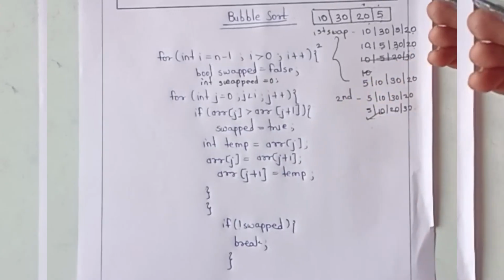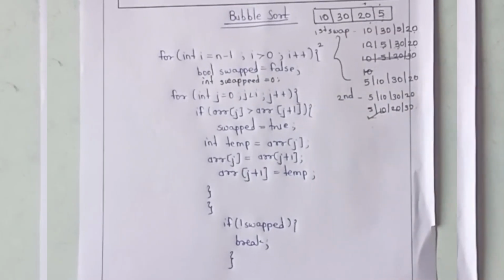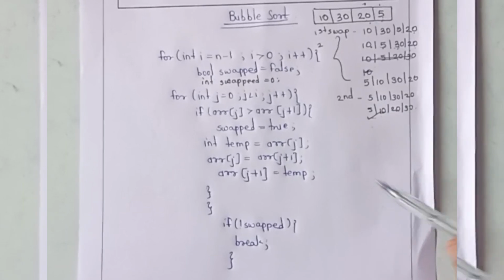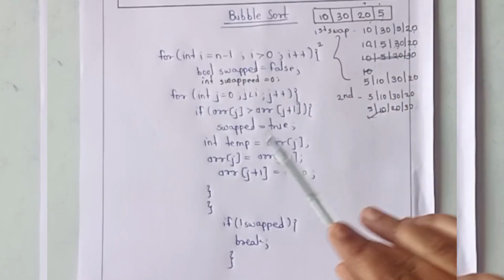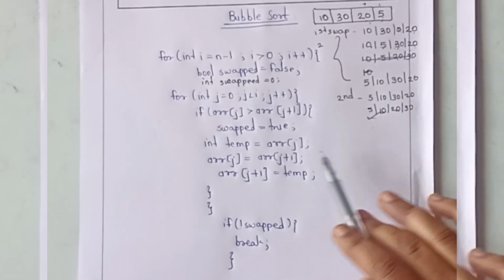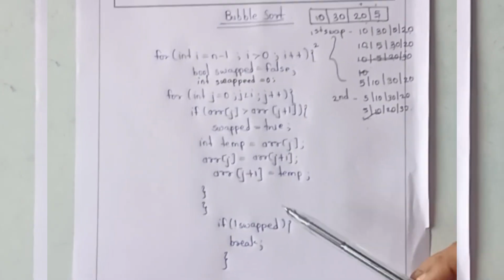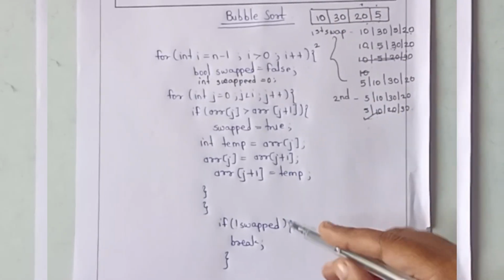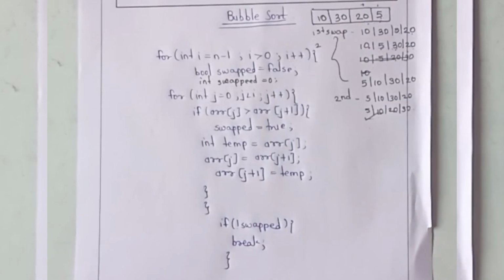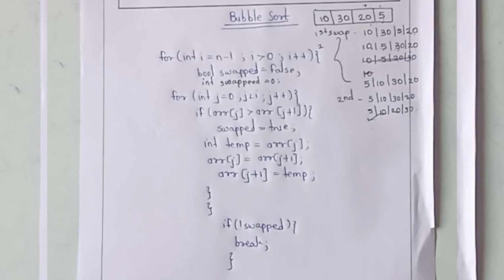In place of this, you can also use swapped equals to 1, if you are using the int data type. If you are using the bool data type, you should go with the true and false conditions only. Then here is the logic of swapping. So it is int temp equals to arr of j, and I am assigning arr of j plus 1 value to arr of j, and the value of temp will go in arr of j plus 1, and my loop will end. And if swapped is false, means in the whole inner loop no swap is done, then it will break my loop. So this is all about the bubble sort algorithm, how it works and what is the logic behind it.